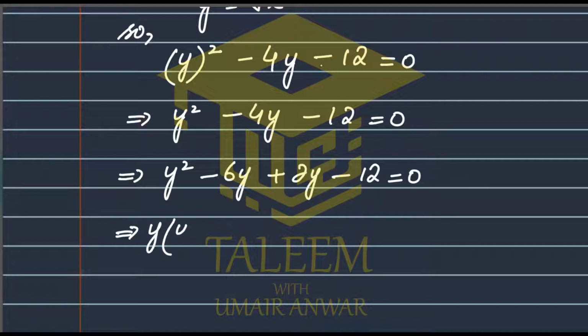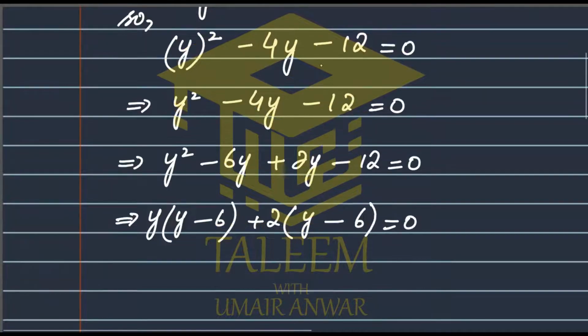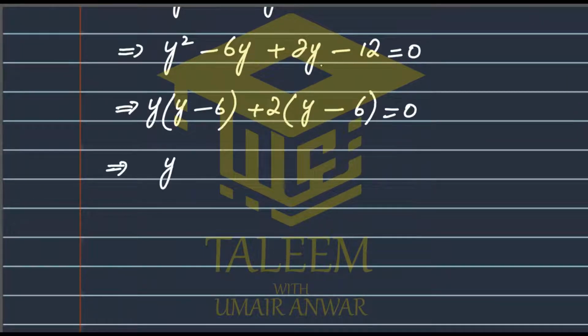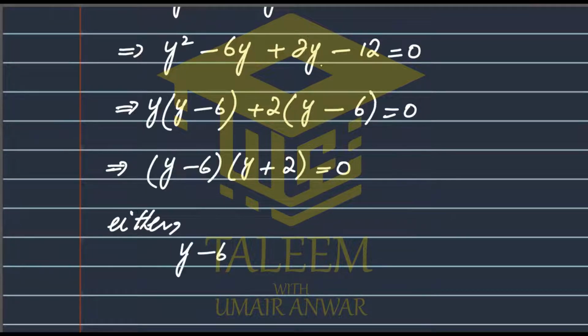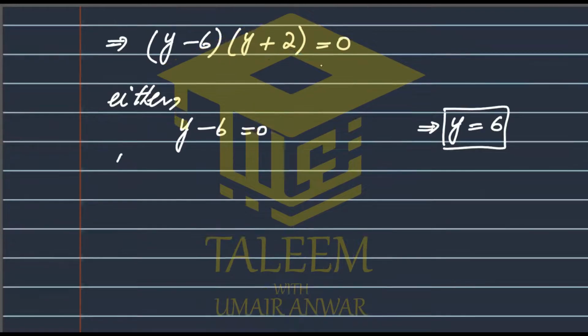And when we take y as common, it becomes y minus 6. Then we take plus 2 as common, y minus 6 equal to 0. And now we can take y minus 6 as our common factor. So we will be left with y plus 2 is equal to 0. So now one by one, I will be equating these two factors with 0. The first value of y is going to be 6. And from the second factor, I get the value of y as y is equal to minus 2.